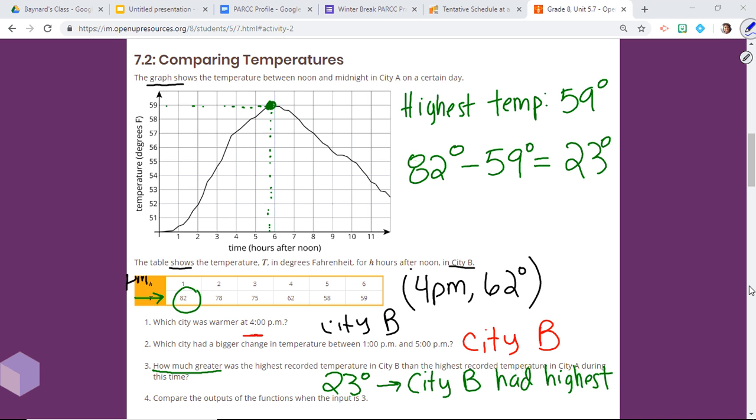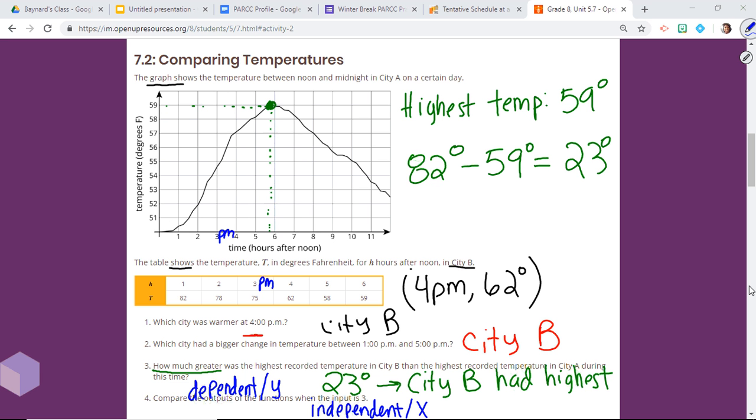Alright, let's go to the last question, question 4. Compare the outputs of the function when the input is 3. So output of a function. So remember, output, we're talking about our dependent variable, and we're talking about our y-axis. And input, we're talking about our independent variable, and our x-axis. So when the input is 3, and the input, in this case, we're talking about time. So when time is 3, we're talking about 3 p.m.